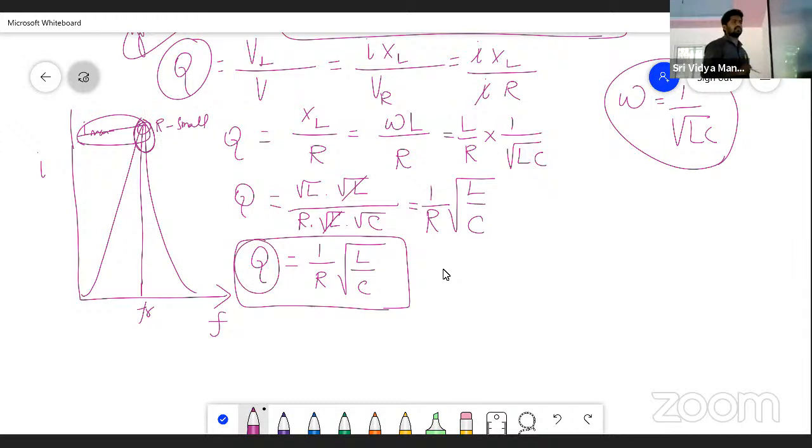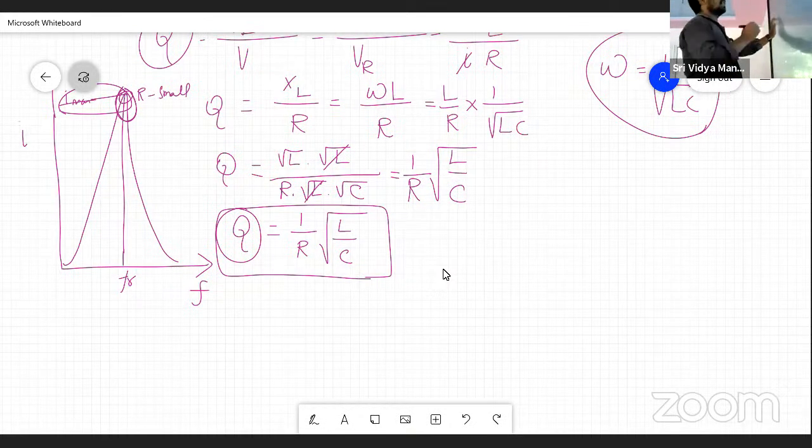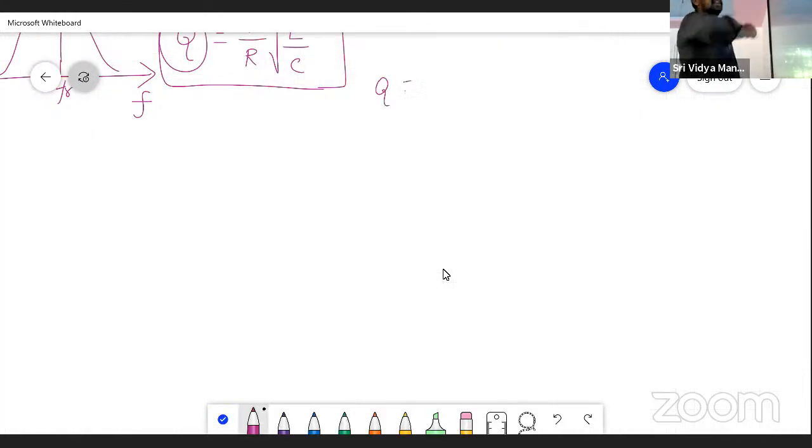So Q is equal to the sharpness of the circuit's resonance, or how many times the voltage is multiplied, the voltage across L or voltage across C. So Q is equal to 1 divided by R times the square root of L divided by C. In the same way, based on the C value, the quality factor Q is equal to the voltage across L or the voltage across C.